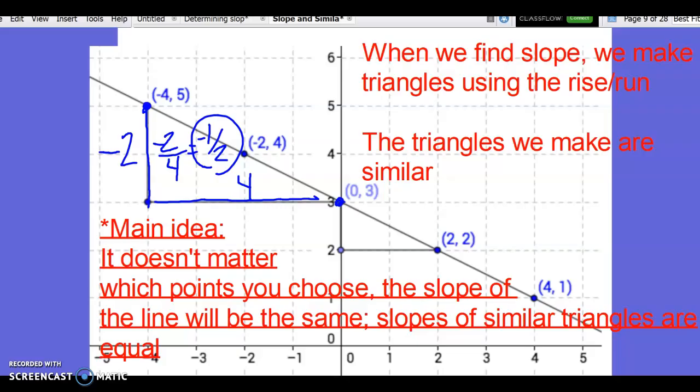I could instead choose this smaller triangle. I'm going down 1 to the right 2. So my slope is -1/2. It didn't matter which 2 points I chose, whether I chose 0,3 and 2,2, or the -4,5 and the 0,3. I get exactly the same slope. I have made similar triangles. So again, the main idea is it doesn't matter which points you choose, the slope of the line will be the same. And slopes of similar triangles are always going to be equal.